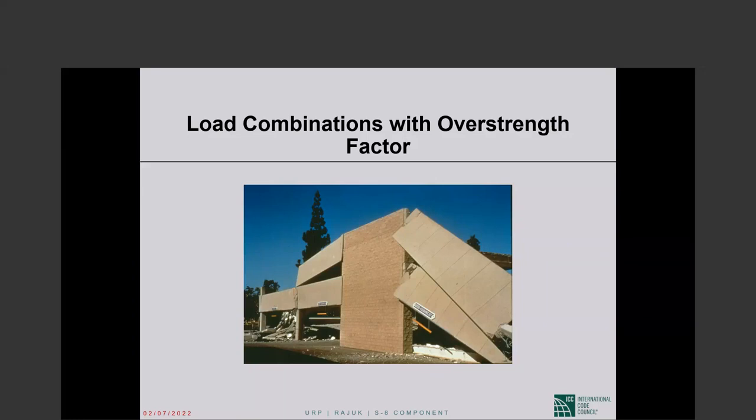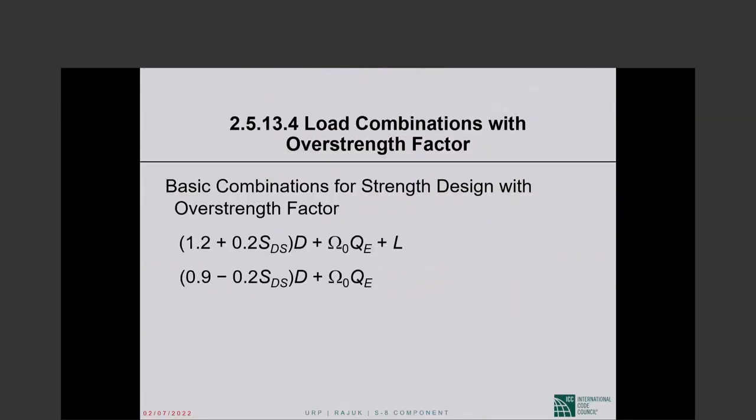So from that point on, this was 94, 97 UBC, we already required collector elements to be designed using what we used to call special seismic load combinations back in those days. So this is vitally important: collector elements to be designed using the load combinations with overstrain factor. So these are the special seismic load combinations, or load combinations with overstrain factor, as we call them now.